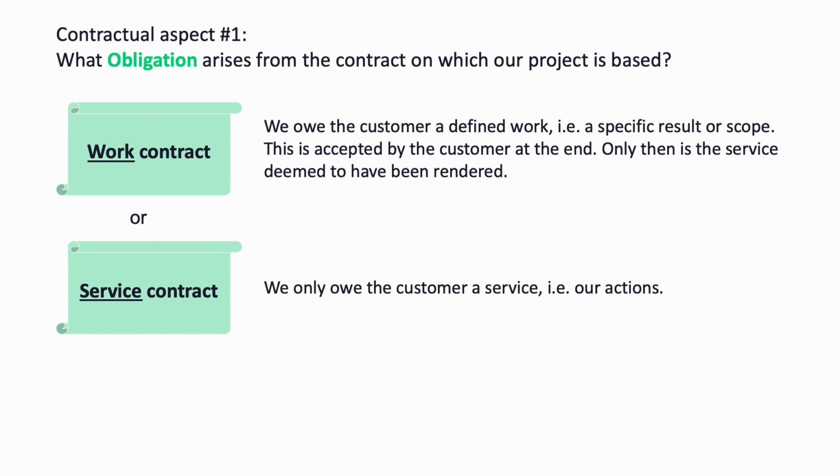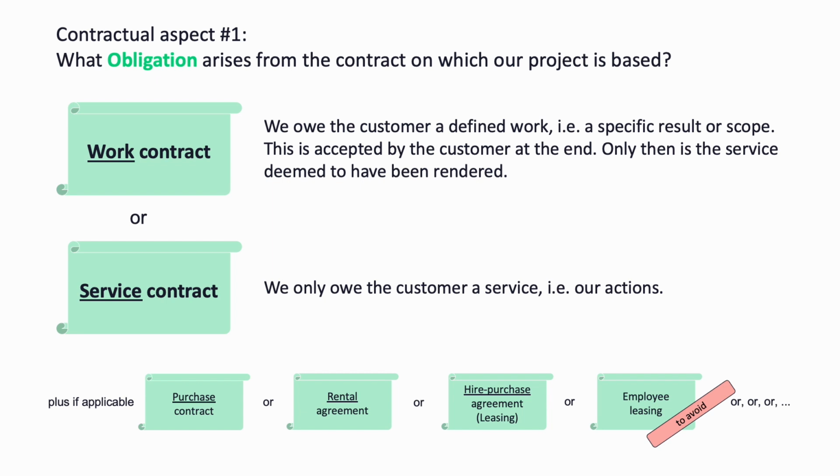And then, of course, there may be various other contracts associated with our project, for example, purchase, rental or hire purchase or leasing contracts for hardware, software licenses or the use of cloud services, or also, for example, employee leasing contracts, which, as a side note, we tend to reject for sound project management, but also for other reasons. These contracts also exist, but they do not play a role for further consideration here.